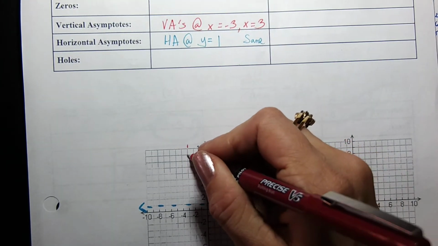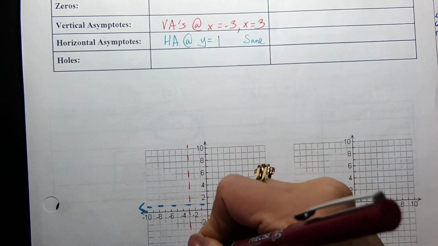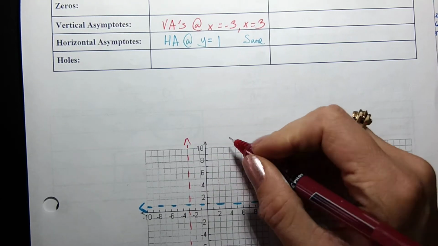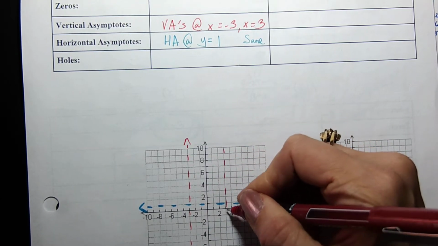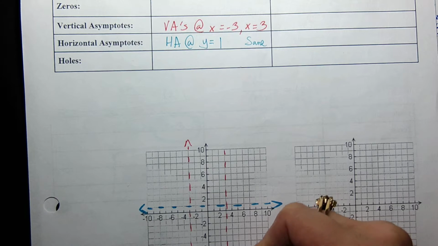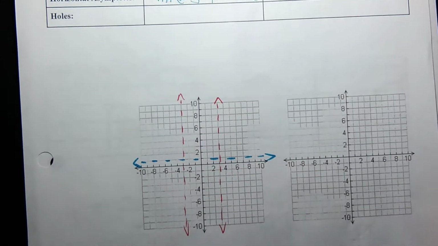So -3. Vertical line there. +3. Vertical line there.